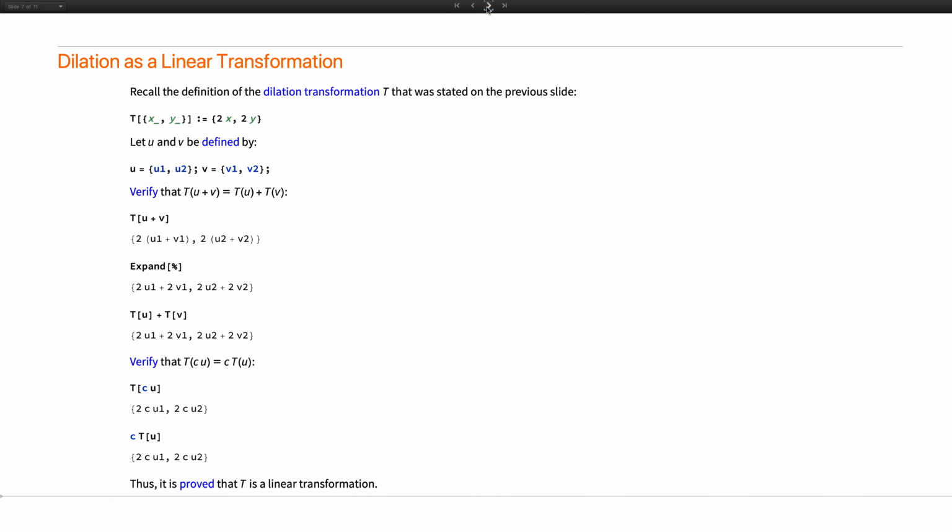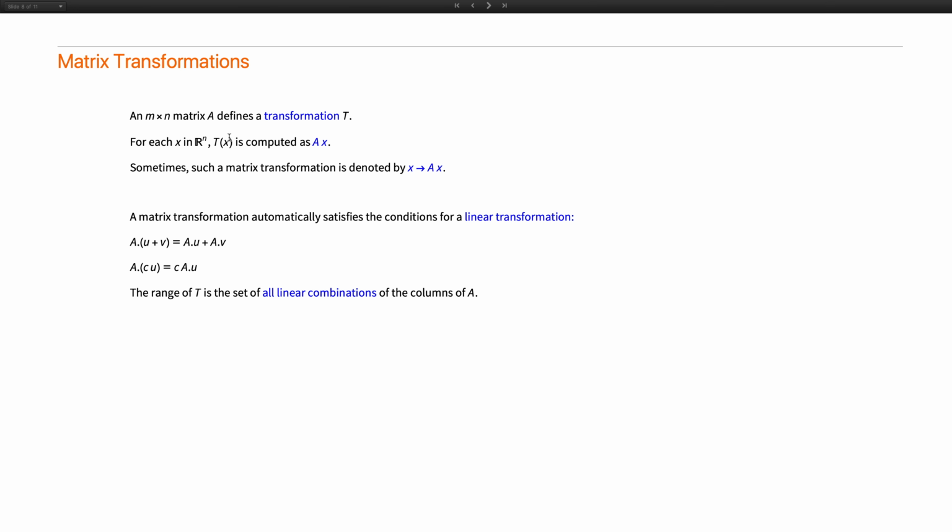Okay, so having talked about that, let's go on to a very important class of transformations, which are matrix transformations. So if you have a matrix A, then it defines a transformation T. And that transformation simply does A dot x, or A times x, for every vector x. And often you'll see in books or elsewhere the notation x goes to A of x for such a transformation.